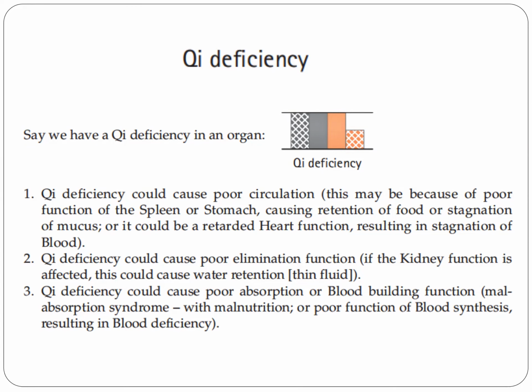Secondly, Qi deficiency could cause poor elimination function. If the kidney function is affected, this could cause water retention, the thin fluid. Number 3, Qi deficiency could cause poor absorption or blood building function, malabsorption syndromes with malnutrition or poor function of blood synthesis resulting in blood deficiency.